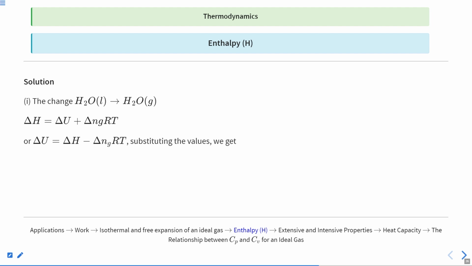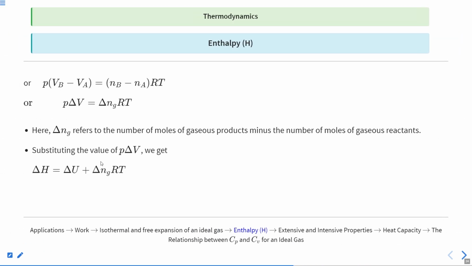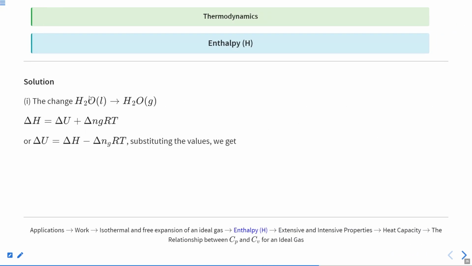So we know this formula, delta H equals delta U plus delta Ng RT. Now, if you see this formula, delta Ng RT is for what? It is for gases. Okay, so here the change in number of moles of gas is 1, because on the reactant side we have 0 moles of gases, and on the product side we have 1 mole of gases. Therefore, change in number of moles of gases will be 1 minus 0, 1.